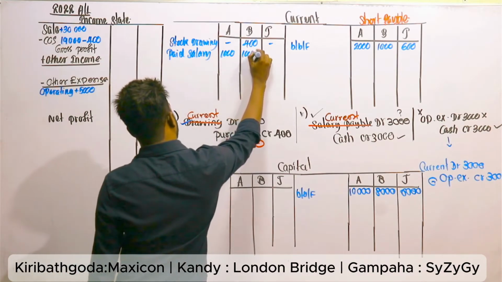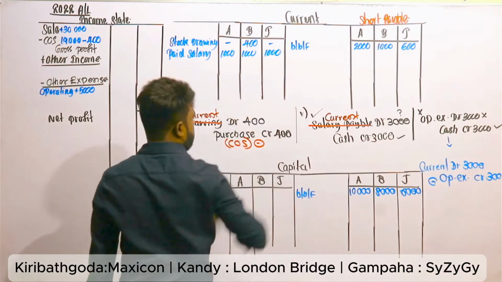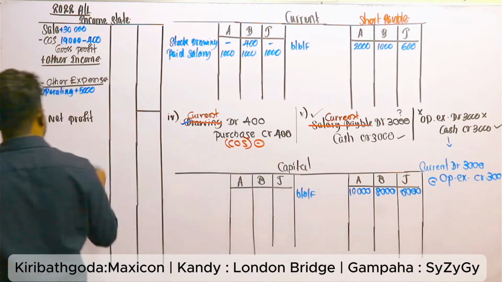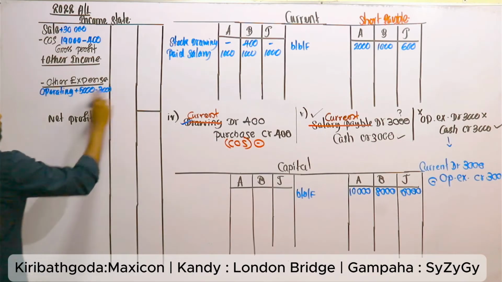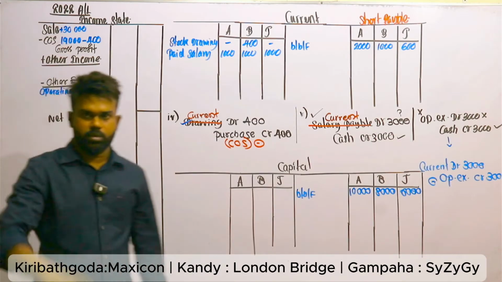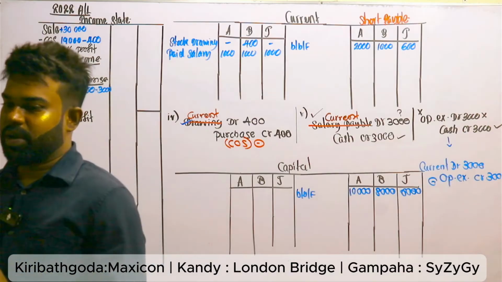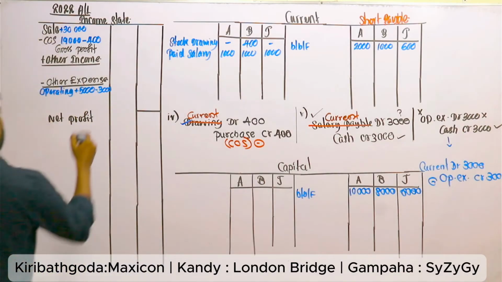1,000, 1,000, 1,000. Operating expenses should be deducted 3,000. Don't write down the adjusted values, because there are remaining adjustments. Just minus here. Operating expenses.